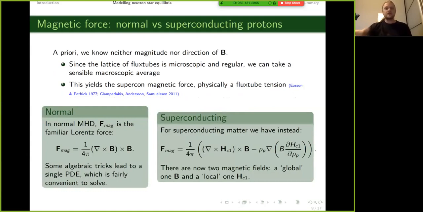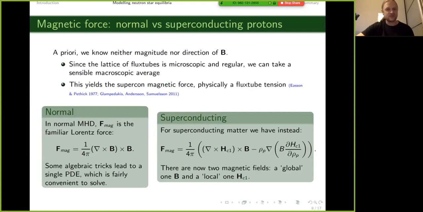But because we're assuming a type 2 superconductor, we're assuming that we have a regular lattice of flux tubes, and that means we can take a kind of smooth average for macroscopic scales. And if we do that, we get basically a superconducting version of the Lorentz force. It was first derived from some thermodynamic arguments in the 70s, and it was re-derived in this smooth averaging procedure by Lander, Andersson, and Samuelsson in 2011.